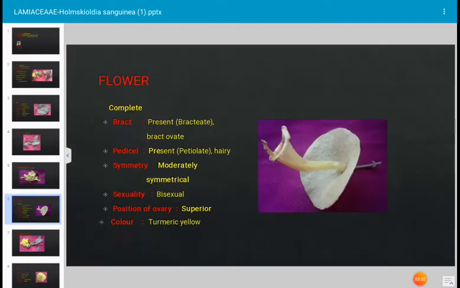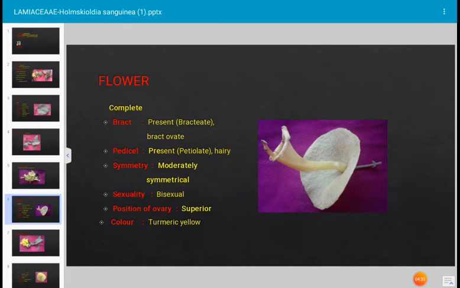Next, this is the flower of Holmskioldia sanguinea, family Lamiaceae. Flower is complete because all the floral units are present in the flower. Such a flower is described as complete flower. And at the base of the flower, a bract is present. A small leafy structure is present at the base of the flower, and that is called bract. When the bract is present in the flower, that is described as bracteate flower. And the shape of the bract is ovate.